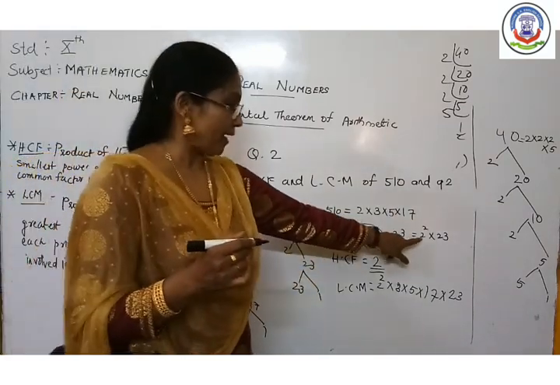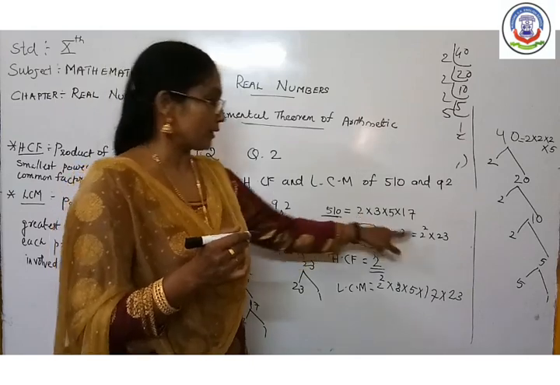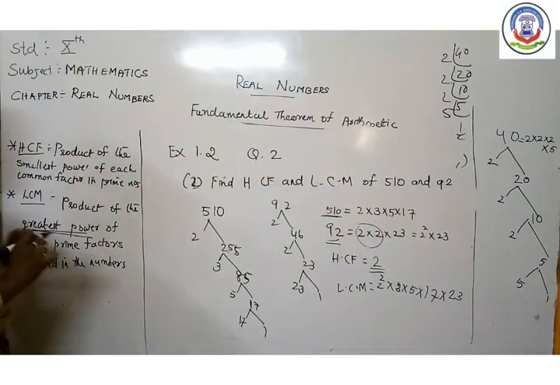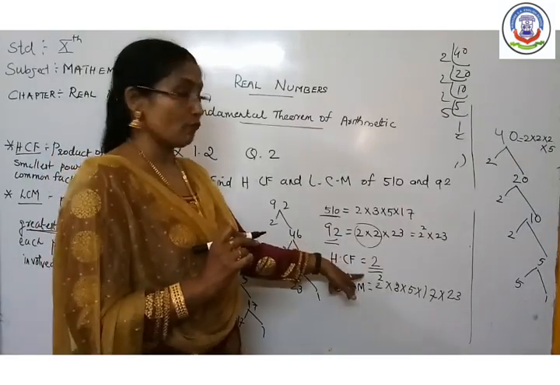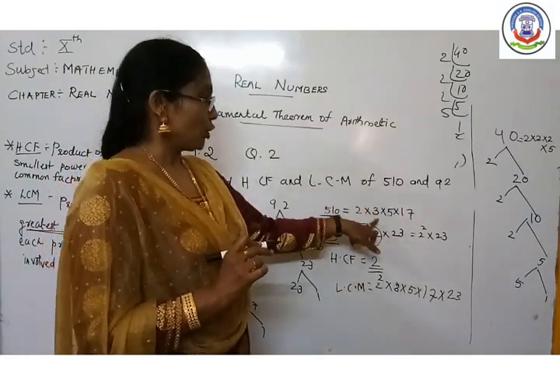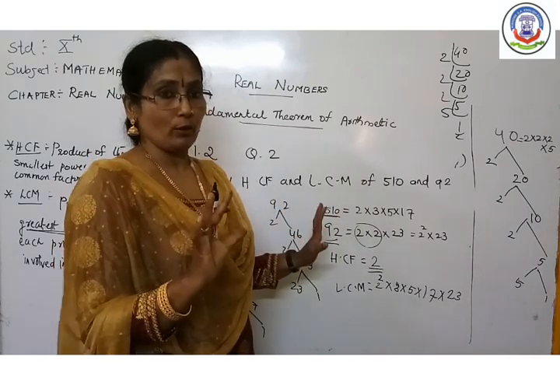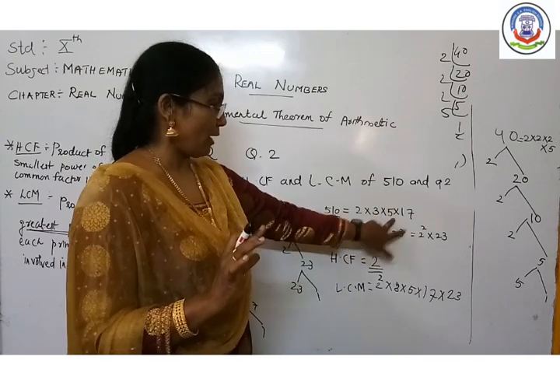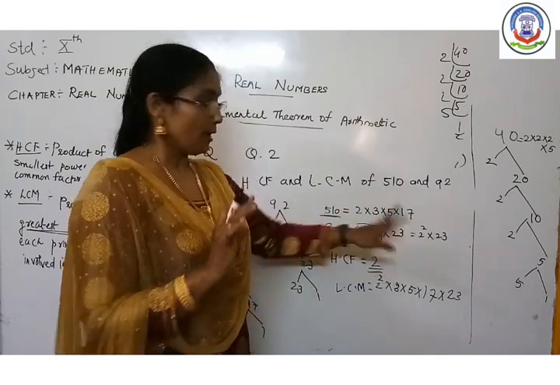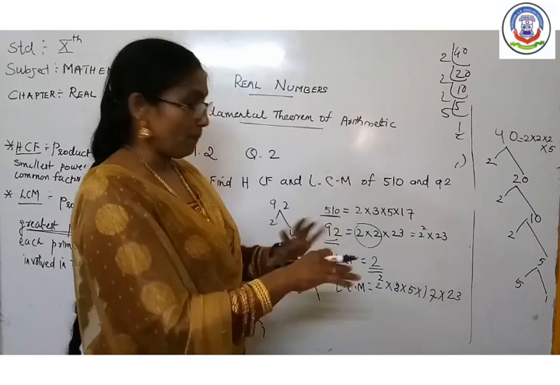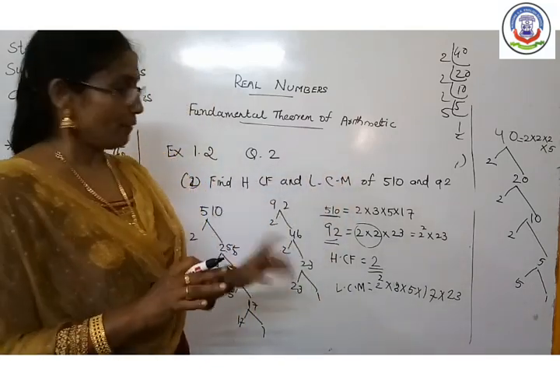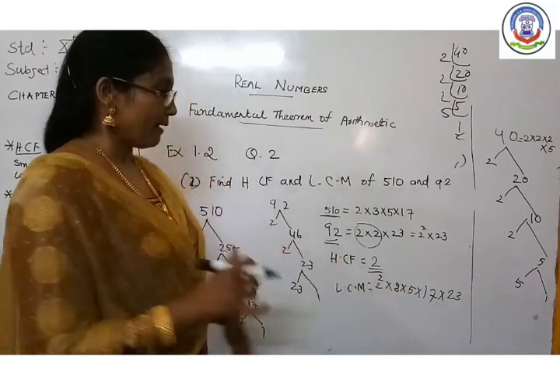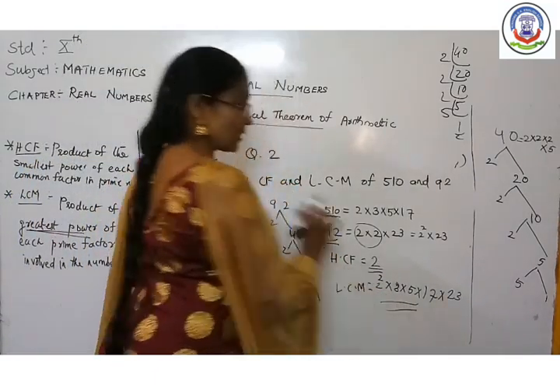Why is 2 square written? Because here 2 is there only 1 time, and here 2 times. As already stated, the LCM is the product of the greatest power of the prime factors involved. That means 2 raised to 2 into all the prime factors you have to write down. It's a very important thing to notice for the LCM: all the prime factors 3, 5, 17, 23, but if any prime factor is repeating in both, take the highest power. Now clear, children? Then you multiply it and write down the answer for this LCM.